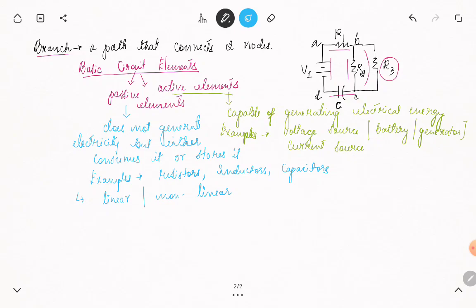Linear means they obey a straight line law, or you can say they obey the superposition principle. And non-linear means those which do not obey the superposition principle. Resistors, inductors and capacitors may be linear or non-linear, while diodes and transistors are always non-linear.